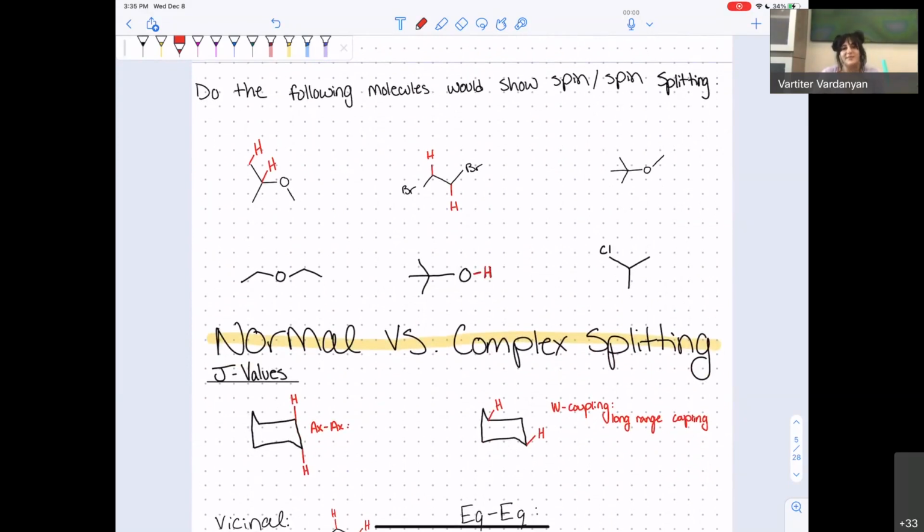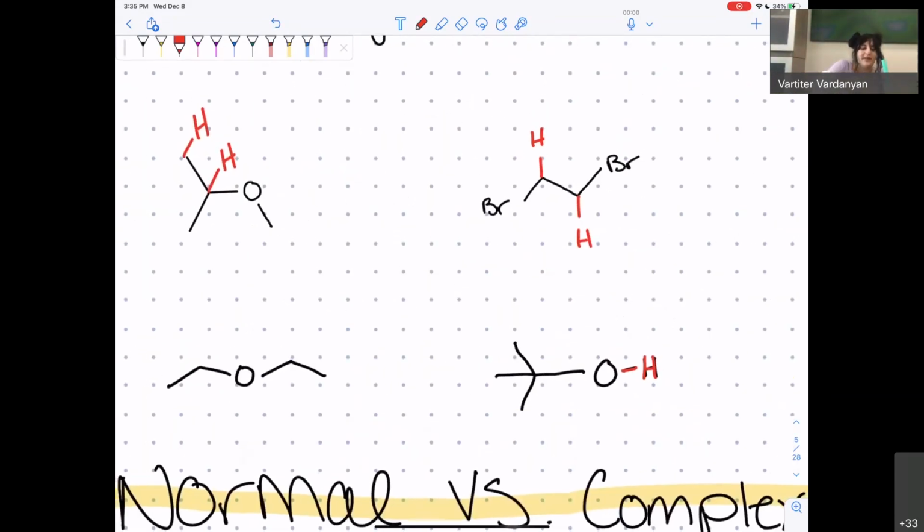So spin splitting just means anything higher than singlet. So we're looking for doublet or higher. So the first thing I look at is this guy, 1, 2, 3 bonds. So they have a neighbor. So yes, that shows splitting. For the second one, there is a line of symmetry down the middle. So these two H's are exactly the same. They are not neighbors. This does not have splitting.